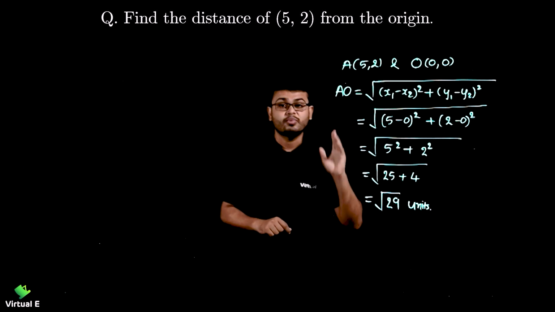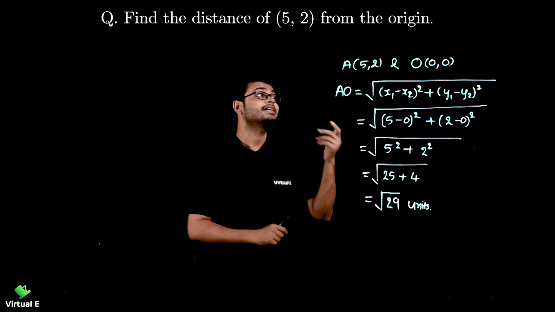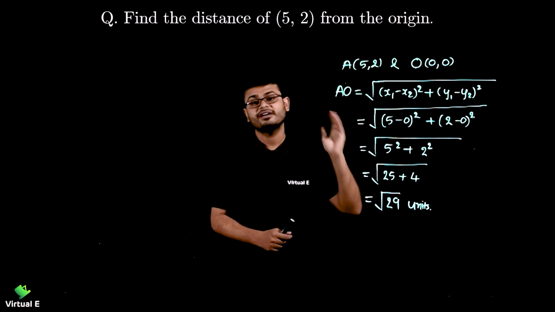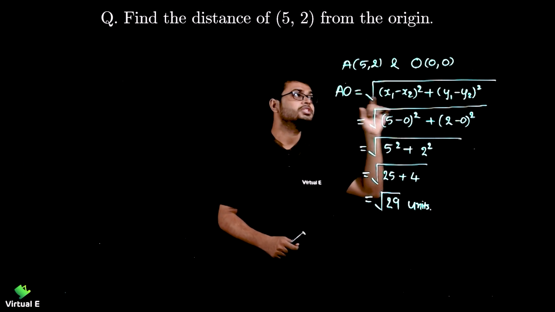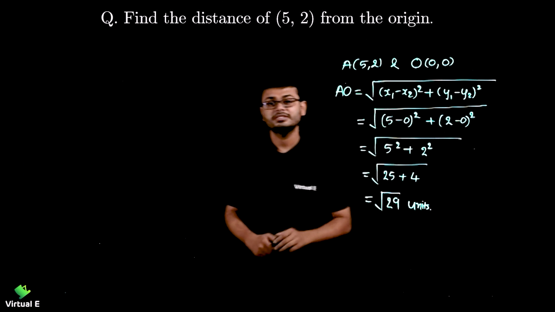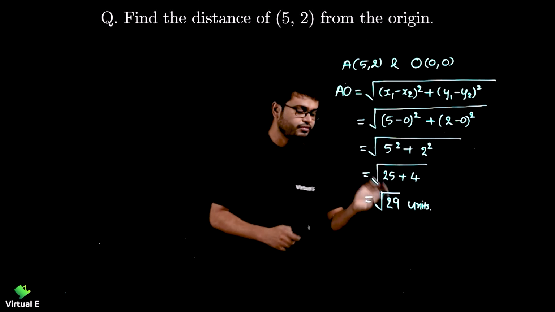So this is an important question. It is direct, but indirectly it is given. One point is there and the other point's information we need to get from the logic. Origin is (0, 0). Then get the distance and your answer is square root of 29.